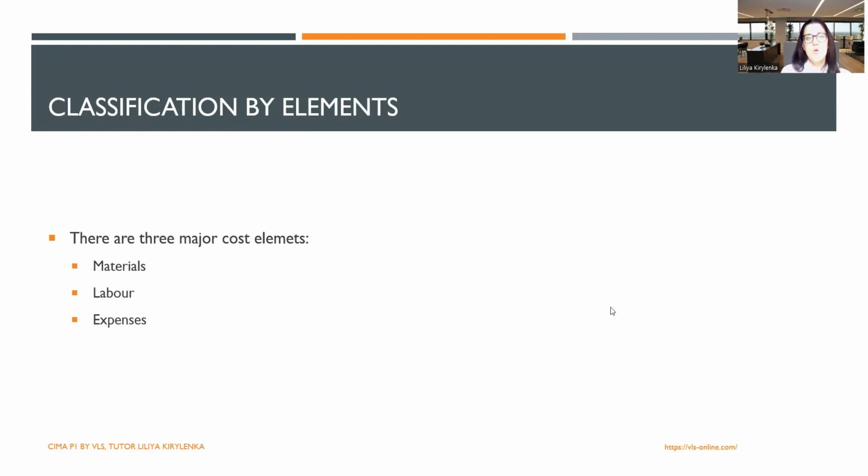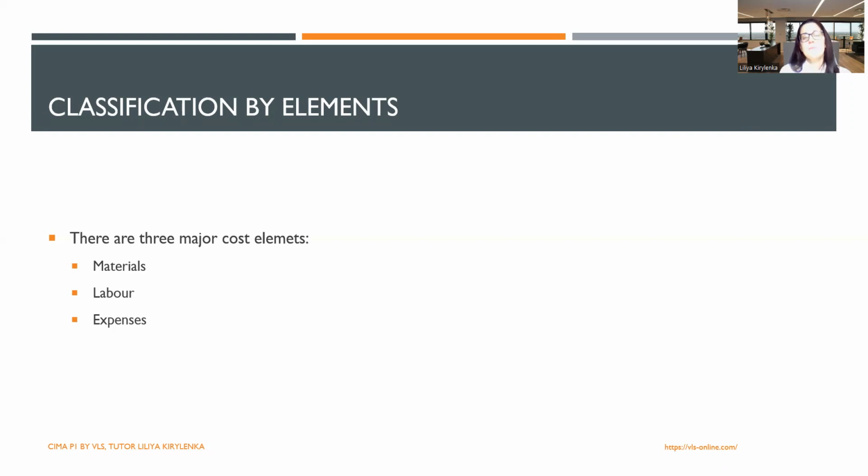expenses. So materials: how much of materials we use to produce this very item. Labor: how much personnel was used, how many labor hours multiplied by the labor rate was used to produce. Expenses are costs that are regularly incurred in running the business, but that are not materials and labor, such as rent, such as utility cost, insurance, telephone, and so on.